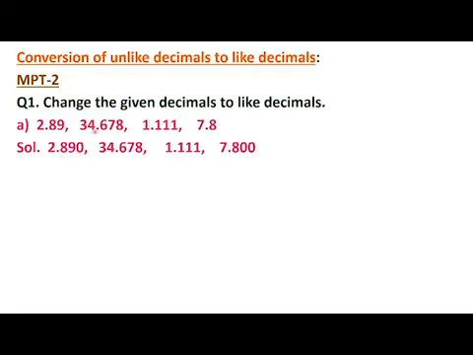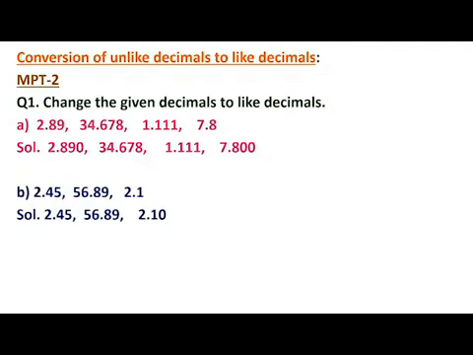Again, this one, 34.678, already has 3 decimal places, so we will not do any change in this. The third number also has 3 decimal places, so we will not change it. We will write it as 1.111 only. Then 7.8 has only one decimal place, so we will add 2 zeros and make it 3 decimal places after the decimal. Now these all have 3 decimal places after the decimal, so these all are now like decimals.